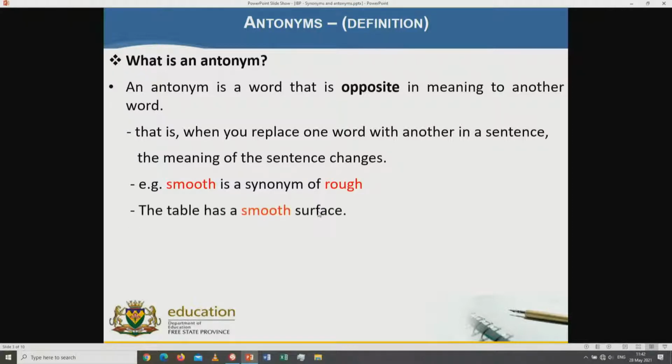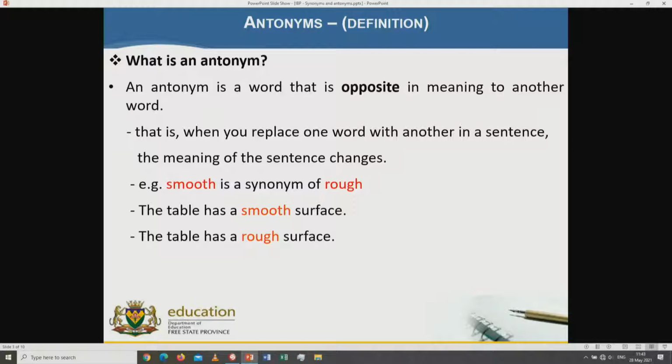And then we come to this one. Let's use it in a sentence. You say the table has a smooth surface. The surface of the table is smooth. It's not rough, it's smooth. But immediately, when you replace smooth with its antonym, it says the table has a rough surface. You see the difference now. The surface is no longer smooth, but in this instance, it's rough.